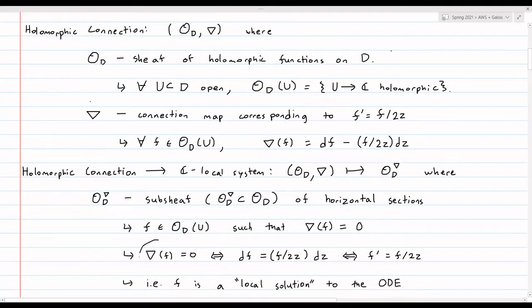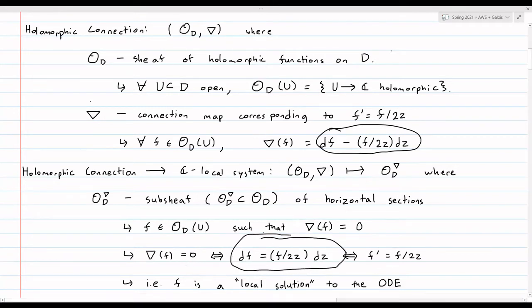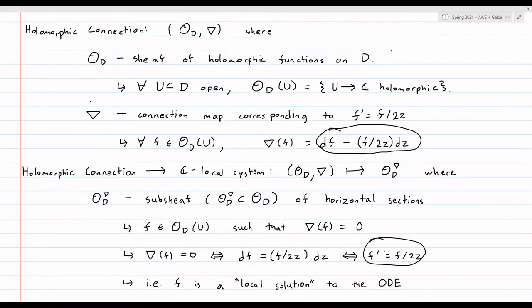And so del of f is equal to 0 if and only if this right-hand side is equal to 0. Well, what that means is that df is equal to f over 2z times dz. So this is an equality of one forms here. And remember that df is just f prime dz. So on the left-hand side, I have a coefficient function times this one form, and on the right-hand side, I have this coefficient function times this one form. So both of these coefficient functions must be the same. And so what I get is that this is equivalent to saying that f is a solution to the ODE that I started with, right?